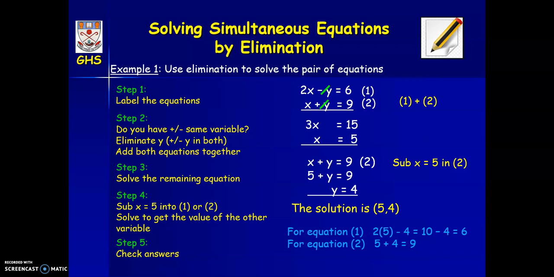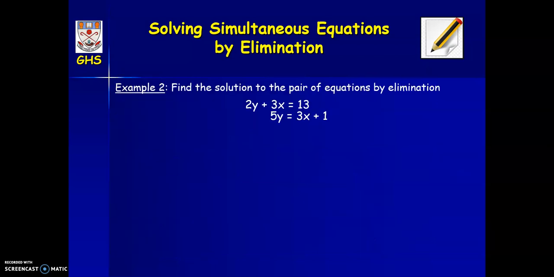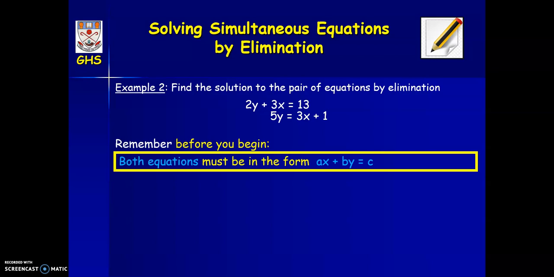Let's look at a second example. So here we've been asked to find the solution to the pair of equations by elimination, and we've been given 2y plus 3x equals 13, but the second equation is written slightly differently: 5y equals 3x plus 1. Remember we said before you begin that both equations must be in the form ax plus by equals c.